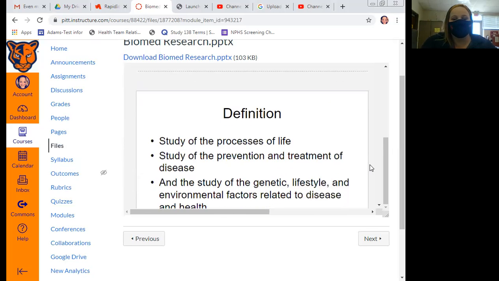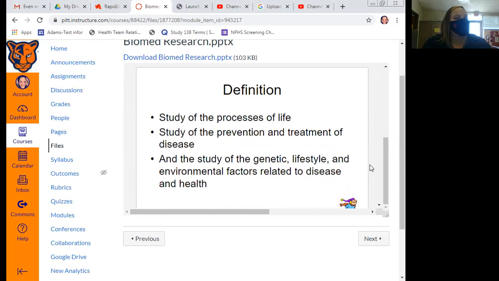All right, moving forward, what is biomedical research? Biomedical research studies the processes of life. It studies the prevention and treatment of diseases. So we can prevent and treat diseases multiple ways. We can do that with medication. We can change processes. We can change variables, okay? And to study the genetic, lifestyle, and environmental factors related to disease and health. So that's what is biomedical research. So obviously, we would study how to prevent, how to treat diseases, the processes of life, the genetic, lifestyle, and environmental factors, so that we can prolong life. We can benefit life.